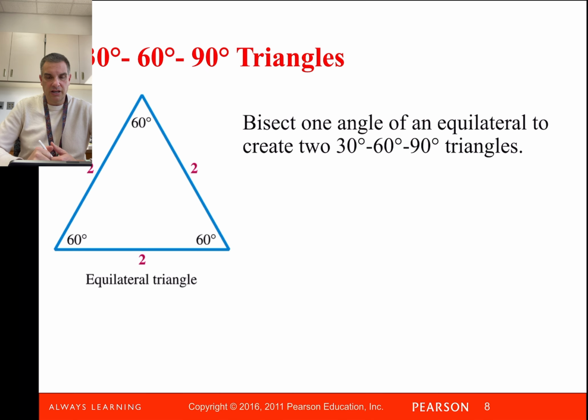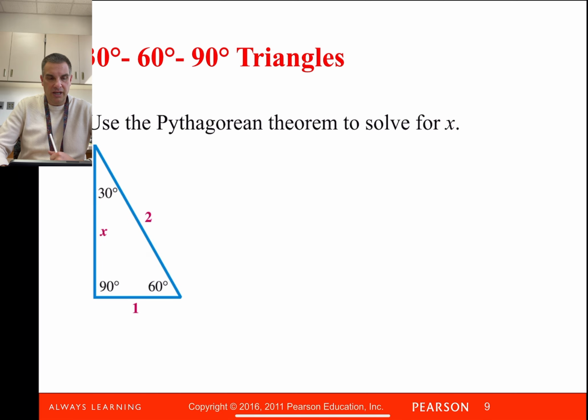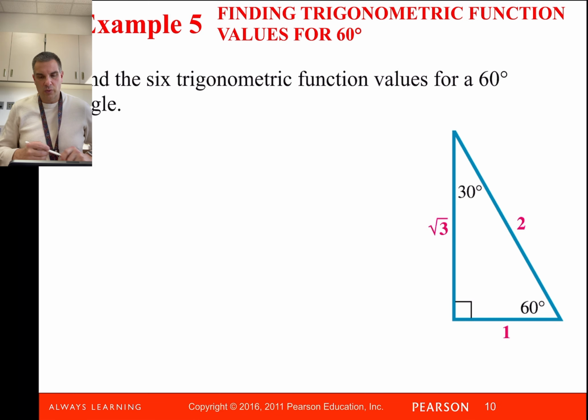The next thing we're going to talk about is two special types of triangles. We're going to talk about 30, 60, 90, and 45, 45, 90 degree triangles. And these are just the proofs for them. We're just going to skip the proofs of them because those are just the proofs. And we're going to talk about this piece right here.